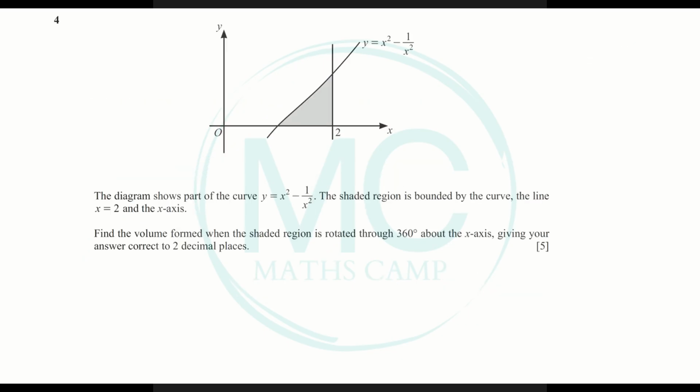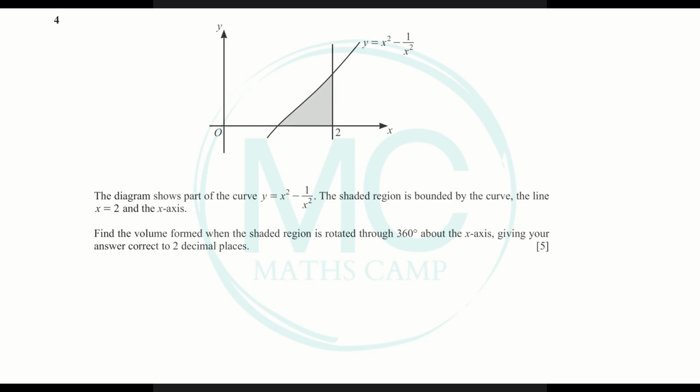The diagram shows part of the curve. The shaded region is bounded by the curve, the line x equals 2, and the x-axis. Find the volume formed when the shaded region is rotated 360 degrees about the x-axis, giving your answer correct to 2 decimal places. Now, before we do anything, we need to determine the x restrictions.